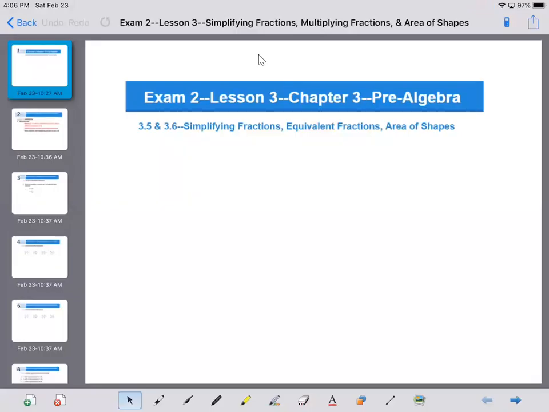So this is exam 2, lesson 3 video. We're going to look at simplifying fractions, look at equivalent fractions, and then determining area of shapes that are regular and irregular.